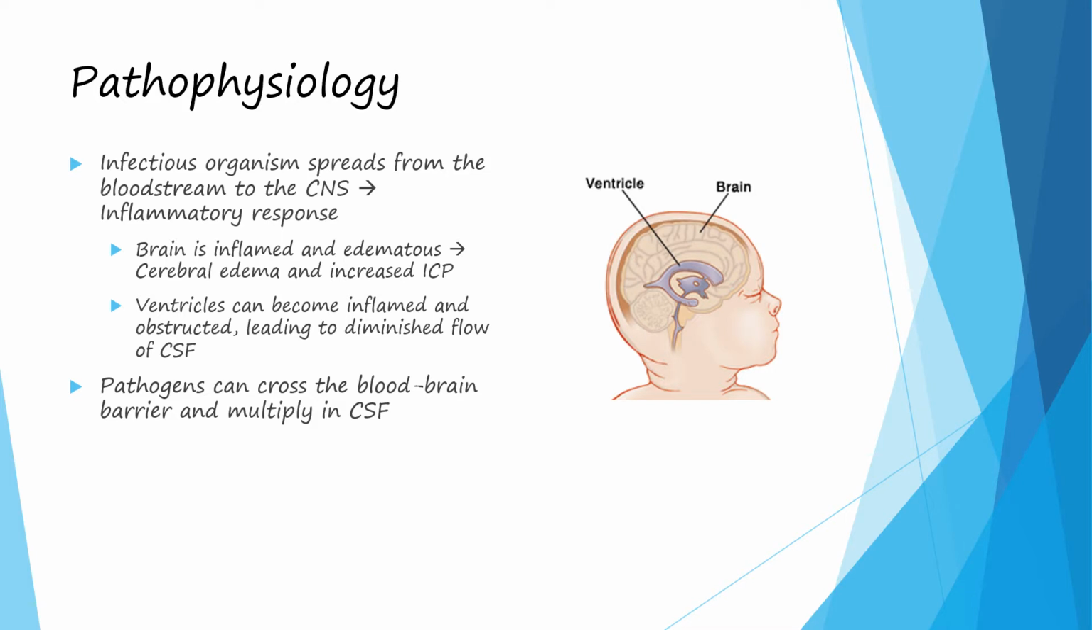Pathophysiology. So meningitis infection occurs when an infectious organism spreads from the bloodstream to the central nervous system. Pathogens can cross the blood-brain barrier easily, and then they multiply in the cerebrospinal fluid. This initiates the inflammatory response that occurs with infection. This can lead to an inflamed and edematous brain.